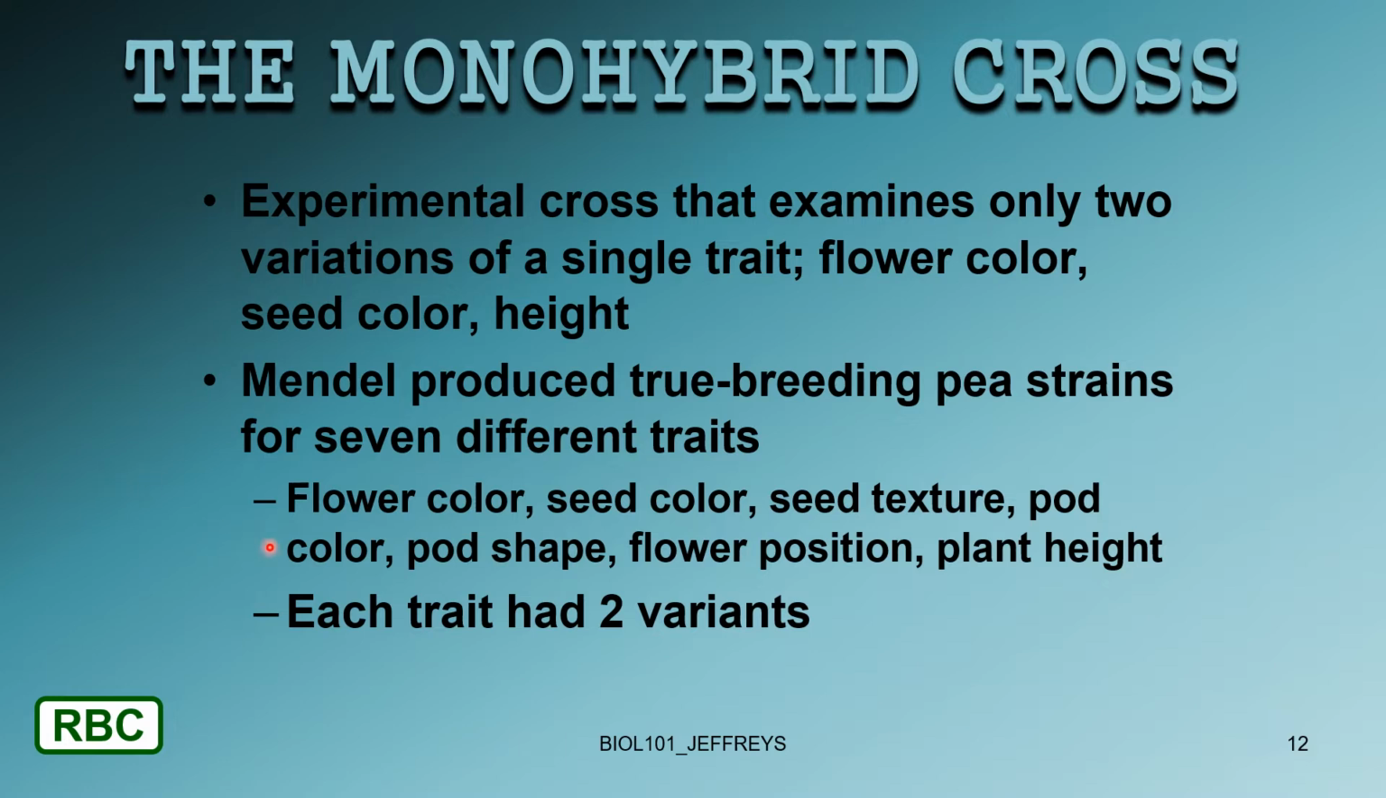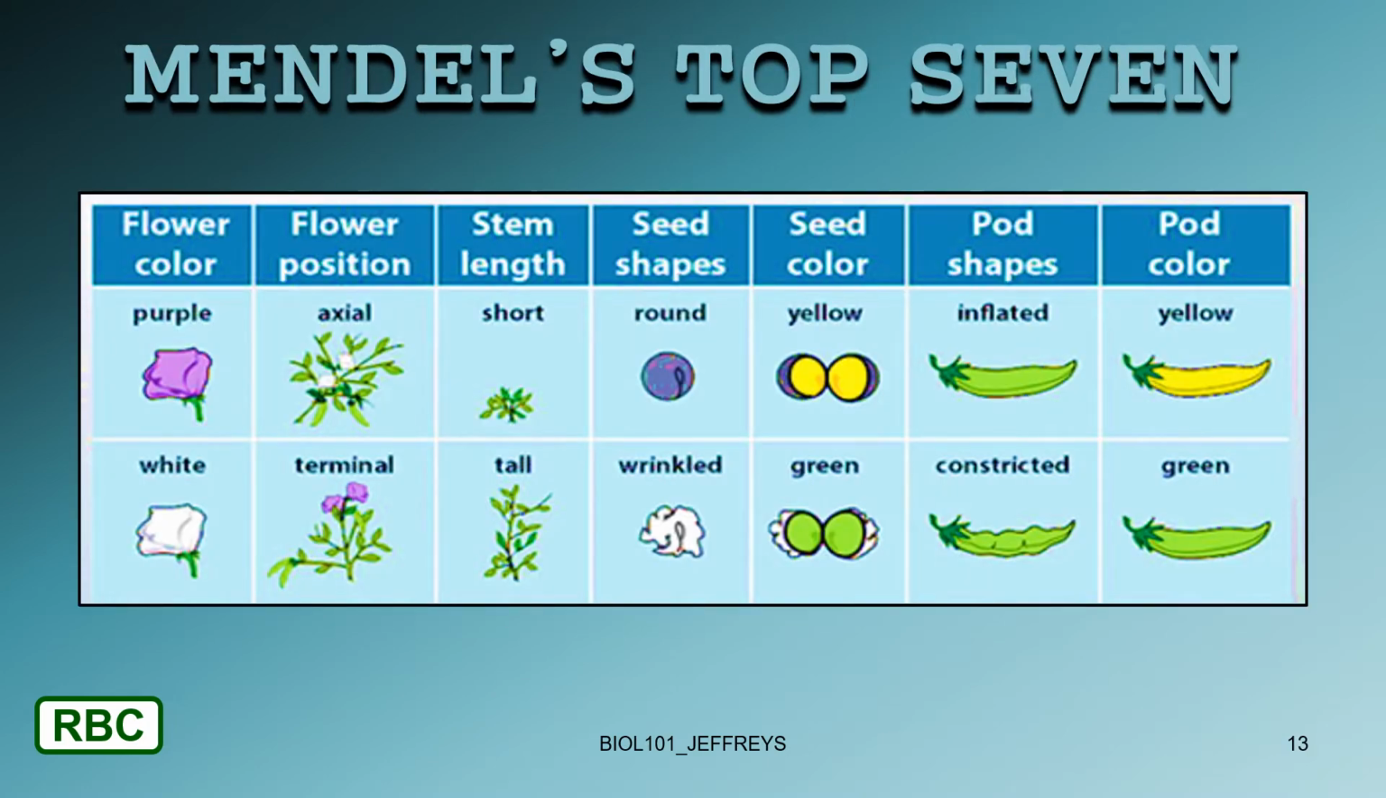Okay, here they are: flower color, seed texture, that's smooth or wrinkled, pod color, that's green or yellow, pod shape, flower position, is it a terminal flower? In other words, is it at the end of a branch, or does it fall somewhere in the middle? That's flower position. And plant height, tall versus short. And each of these traits has two variants, and those variants we call alleles. And here they are. Here's his top 7 traits that he looked at.